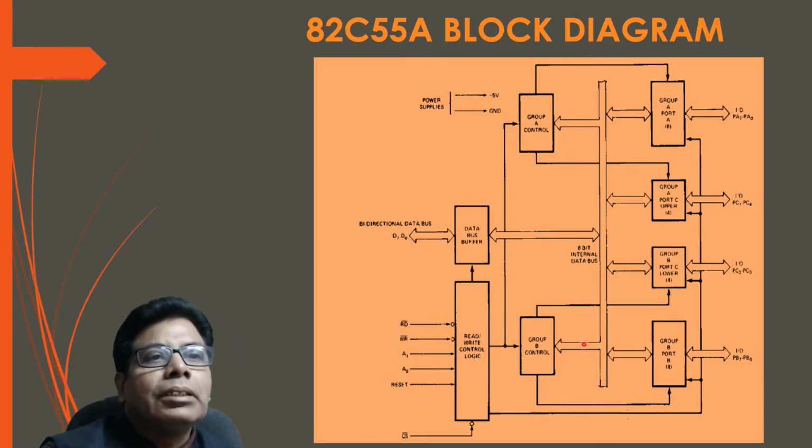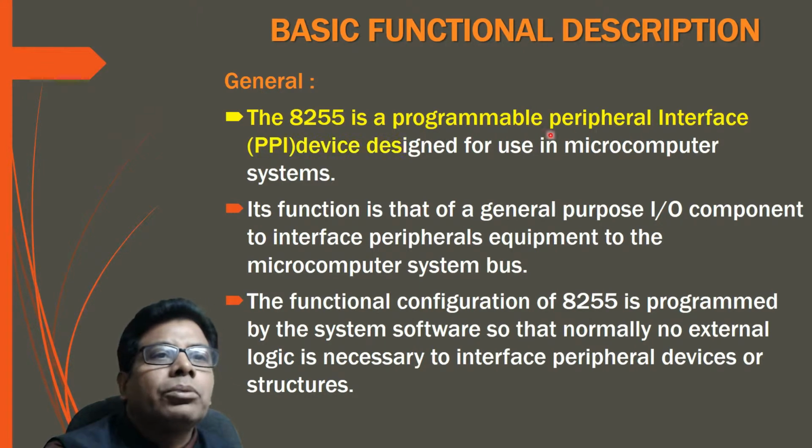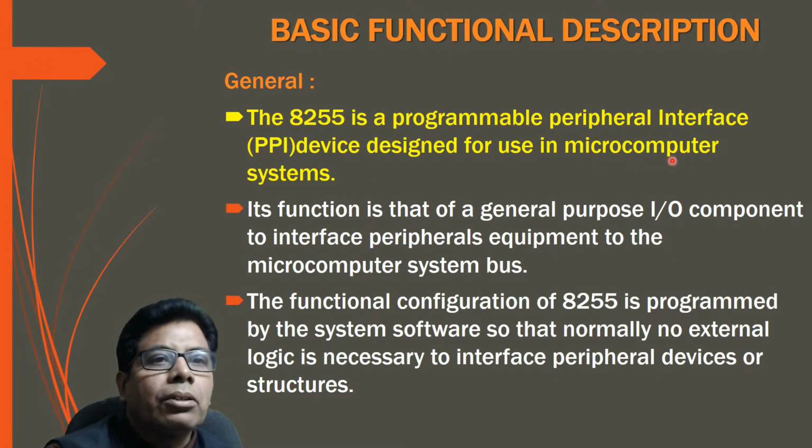We'll now see the description of the block diagram. In general, 8255 is a programmable peripheral interface, that is PPI device, designed for use in a microcomputer system. So any microprocessor based system is a microcomputer system, and it can be used for that.